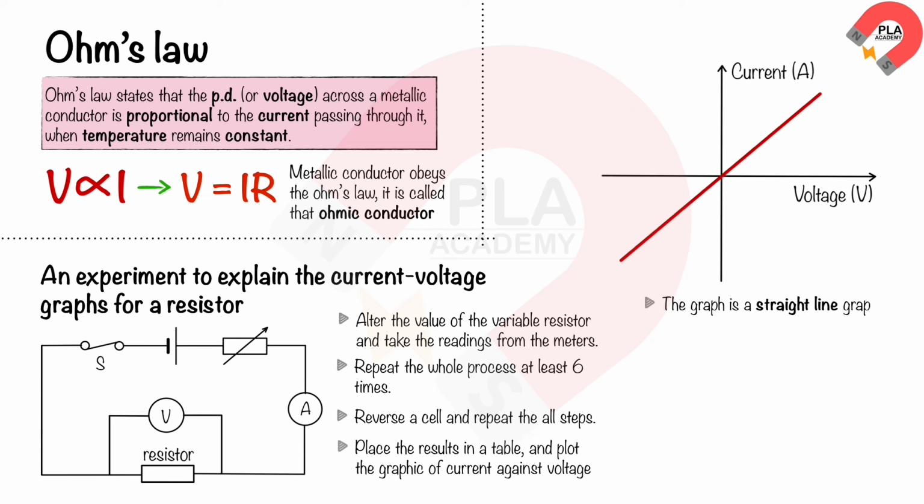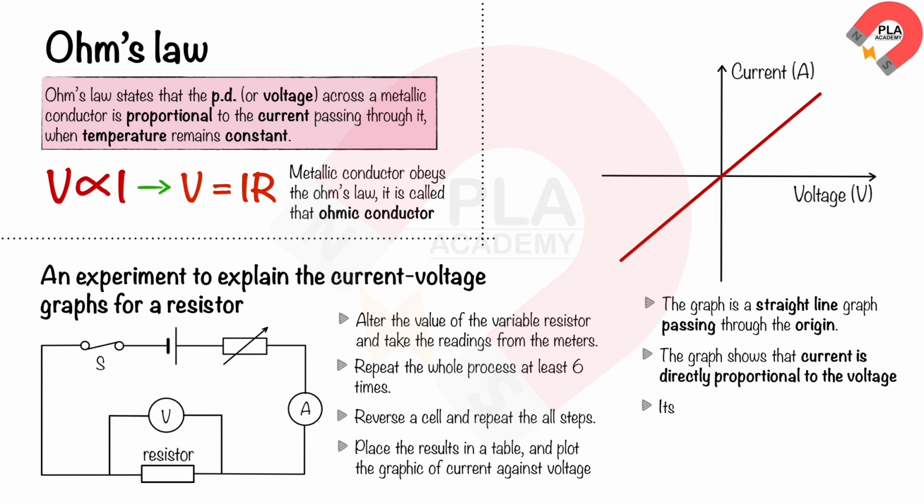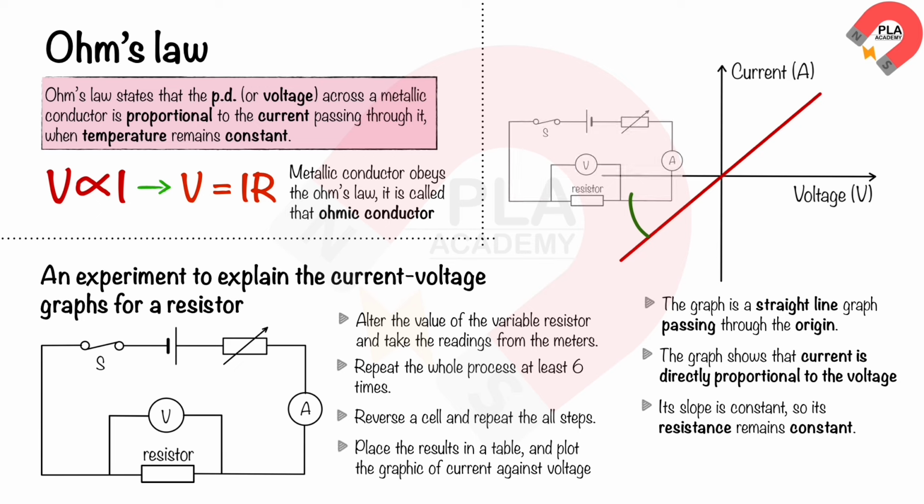The graph is a straight line passing through the origin. This shows that the current is directly proportional to the voltage. Its slope is constant, so its resistance remains constant. This side of the graph comes from the results when we reverse the cell.